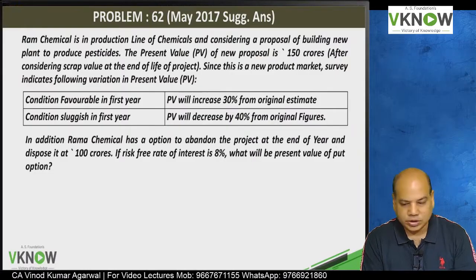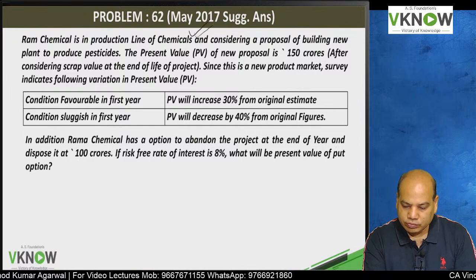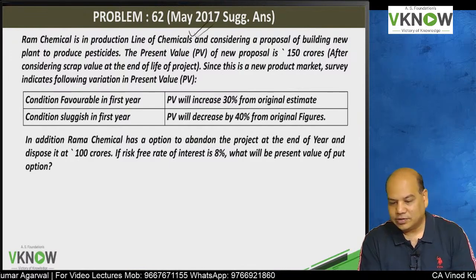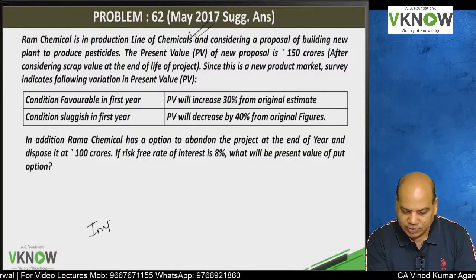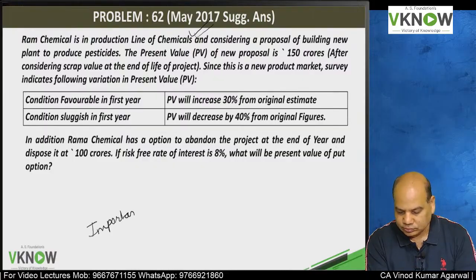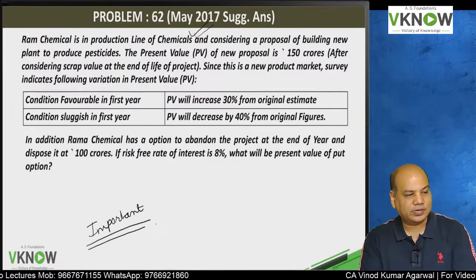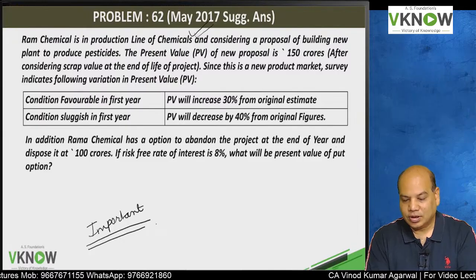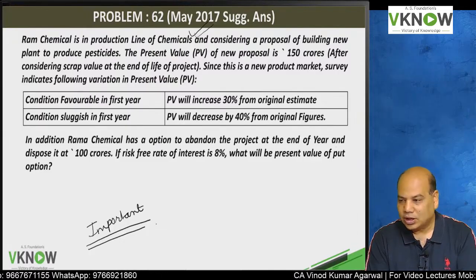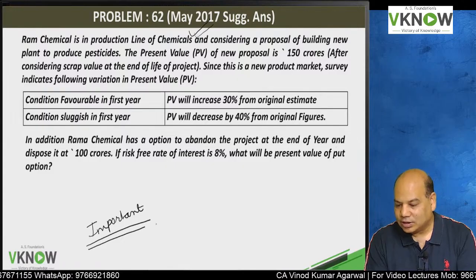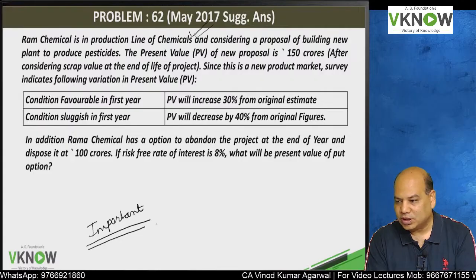We'll go to question number 62. Question number 62, May 2017 exam question. Write down important because it's an exam question. They will repeat again in the next year. Ram Chemical is in production line of chemicals and considering a proposal of building new plant to produce pesticide.